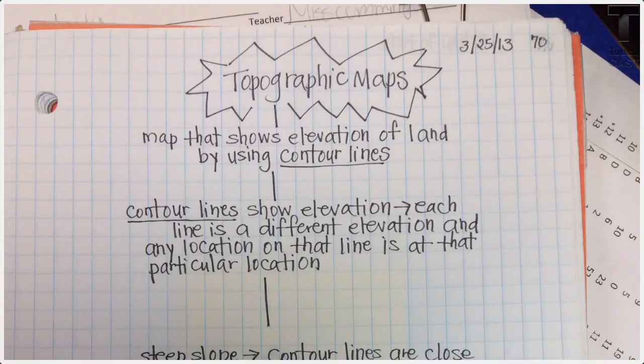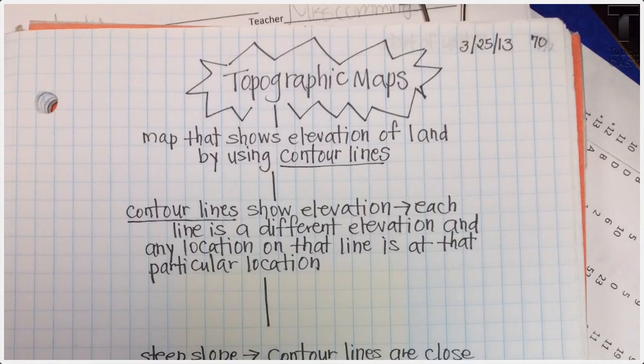So we have all of these forces and all of these different features on the Earth's surface. So how do we know what they look like and where they're located? Well, we can create something called a topographic map. Basically, a topographic map is going to show the elevation of the land. We're going to use something called contour lines, and you probably saw this on your curriculum assessment. There were several questions. We'll be working with them this week.